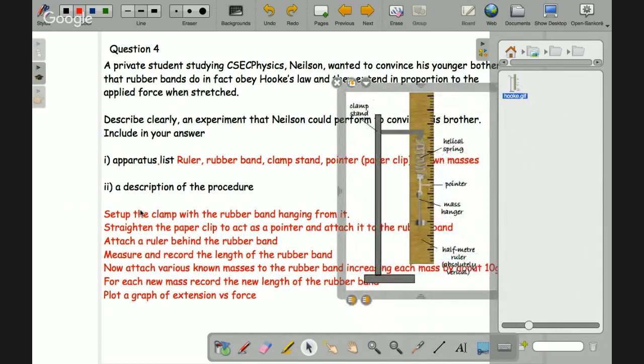Okay, so we want to set up the clamp. We have an image of a clamp here with the rubber band hanging from it. This image just shows a spring, but you just replace this spring with a rubber band. And when you're actually doing this in your exam, you can make a quick sketch of the diagram because it really helps where you can't find the words to write. If you find that you are running out of time and you don't have the time to write all of the words, you could make a quick sketch and then try to write a description after. So, well, one will help the other.